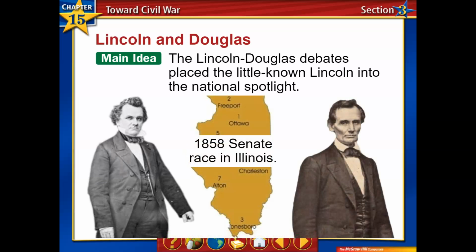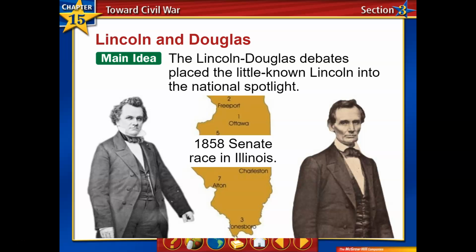Now, another idea that I want to build upon a little bit later, especially as we get closer to the election of 1860, is we have to, of course, introduce the man himself, Abraham Lincoln. So Lincoln certainly had an up and down career in politics, but the Lincoln-Douglas Debates, primarily over slavery, placed this little-known politician, the rail splitter, Lincoln, into the national spotlight.